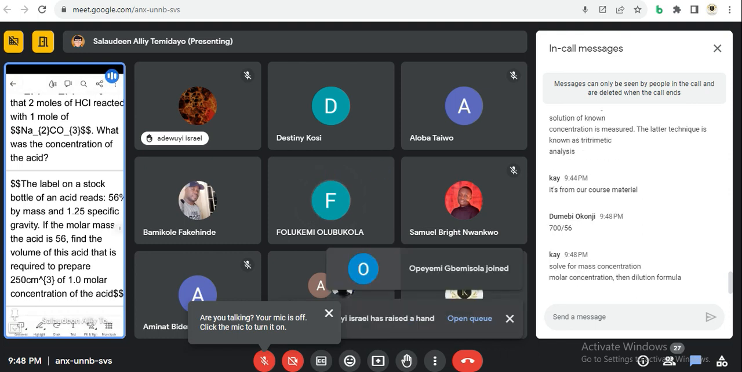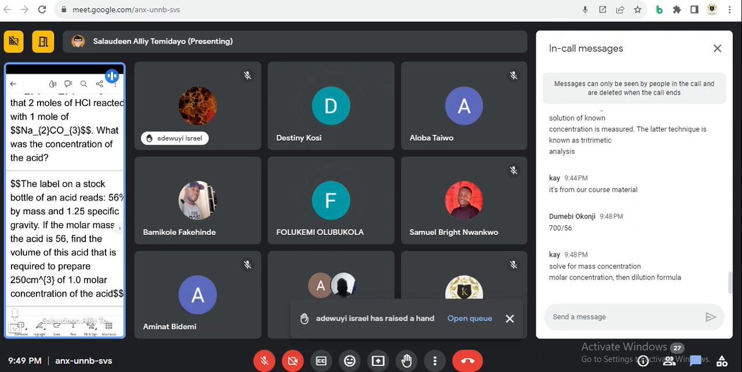Yeah, let's do it. Let me write the information out first. I have the percentage by mass. Now you guys should also write it out. Percentage by mass is 56%. Specific gravity is just relative density. Relative density is 1.25. It is grams per cm cube. Normally, relative density doesn't have units, but it is grams per cm cube. Molar mass is given to be 56.